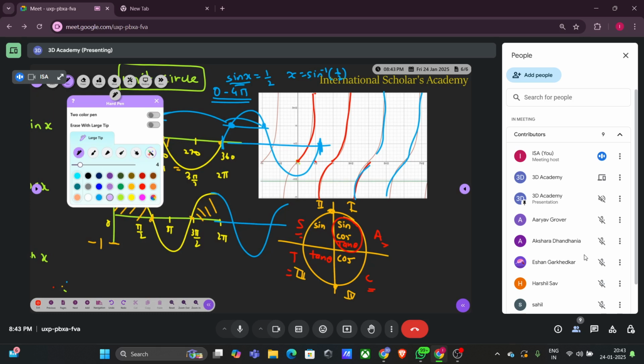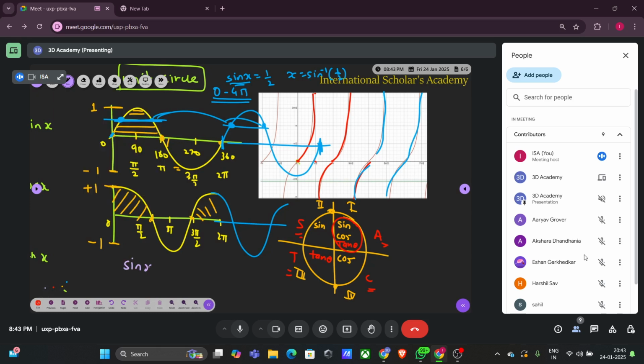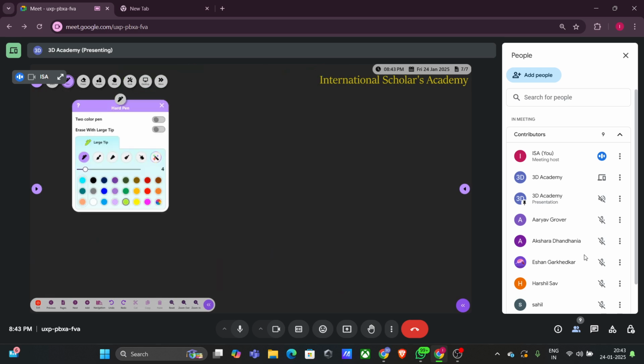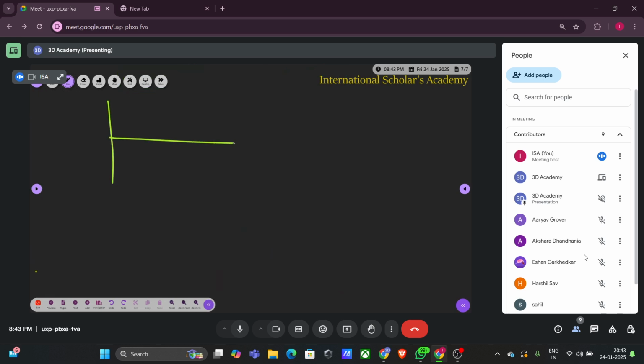For sin x and cos x, values repeat after 2 pi times n. Why am I writing n? You will understand. Now I am just drawing the graph of sin x. I have drawn one graph. Here, let's say this angle is pi by 6, and I am getting the value half.